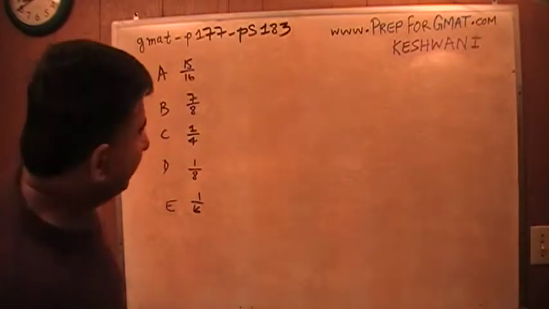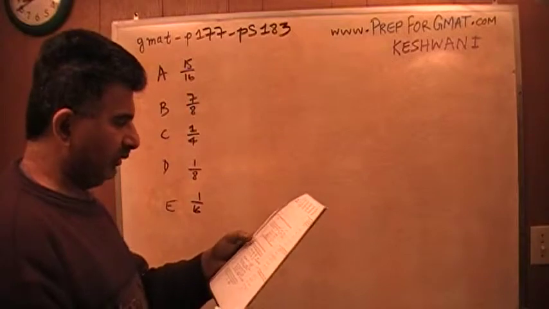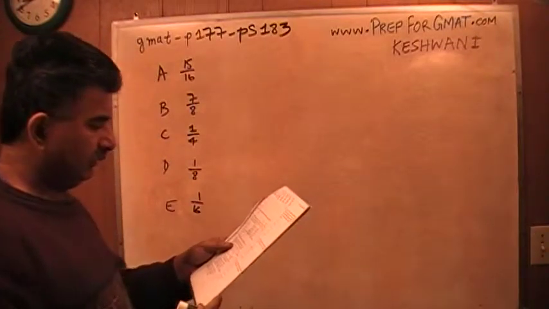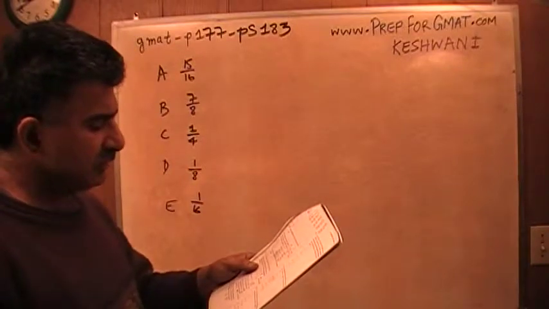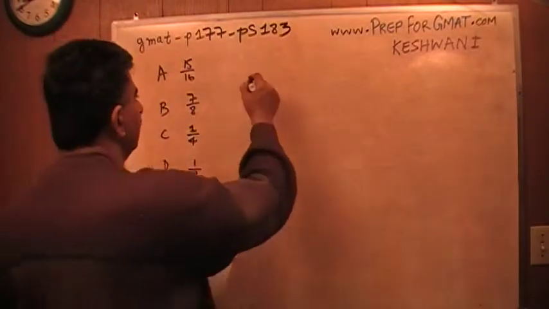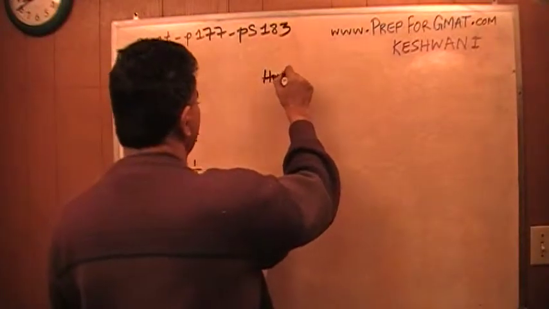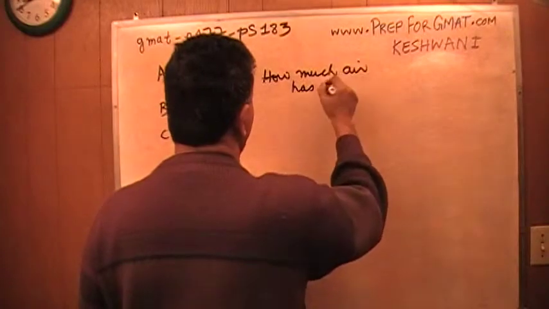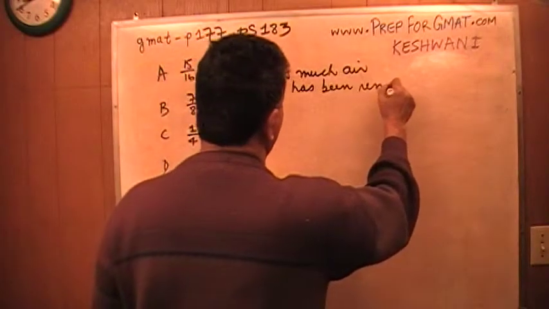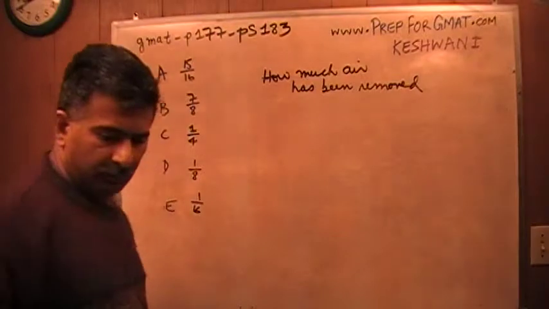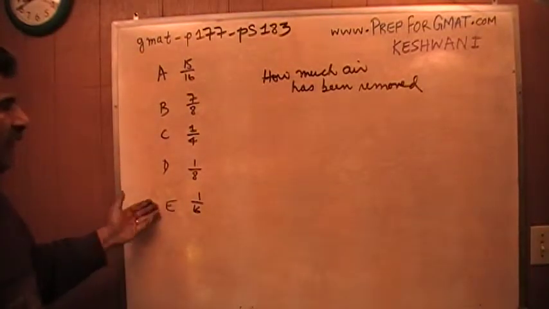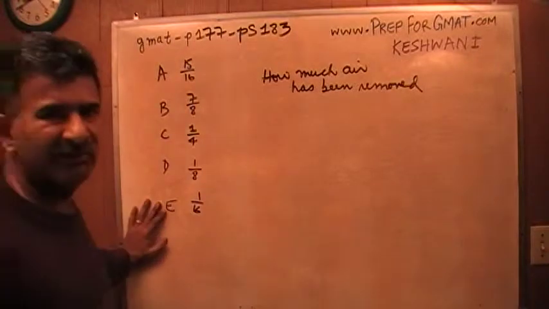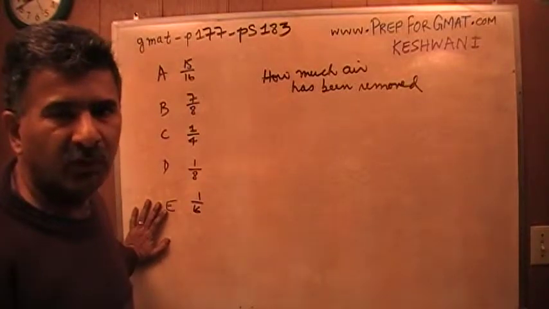The question is, let me write it down here so that we know what it is asking. What fraction of the original amount of air has been removed? I'm just going to write down: how much air has been removed? How can the answer to that question be 1/16? There are people who are going to sit there and say, well, you're going to remove 1/16 of the original air after 4 strokes, which is silly.